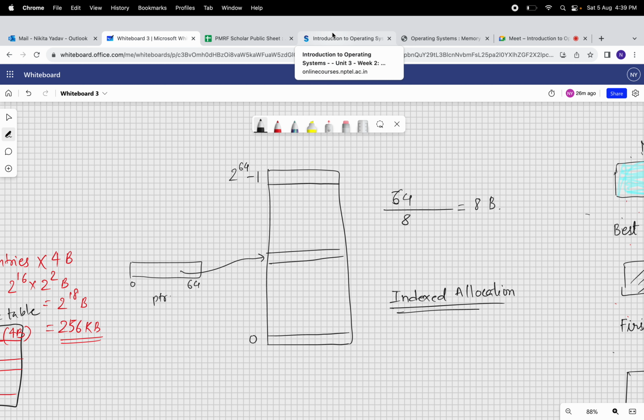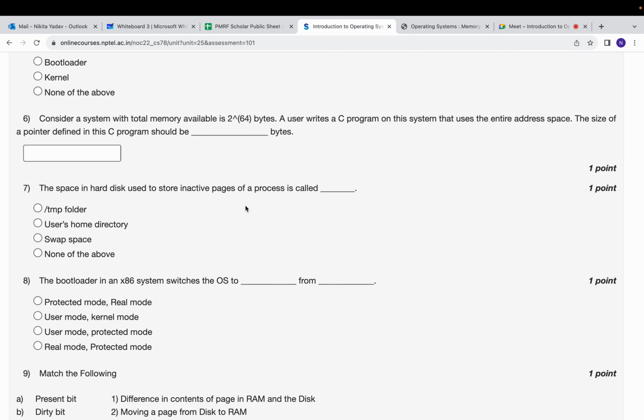So here the answer is 8. Now, but it is not given as 64 bit, ma'am. Each memory location addressing, like 8 bits. Each memory is of 64 bits, your memory size is given. Your memory has 2 to power 64 bytes.